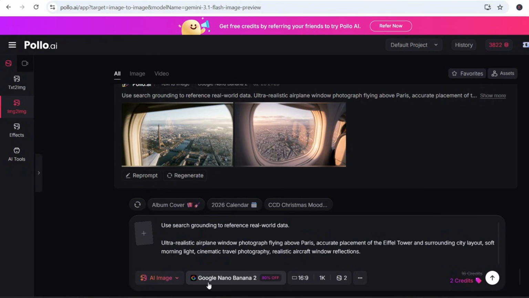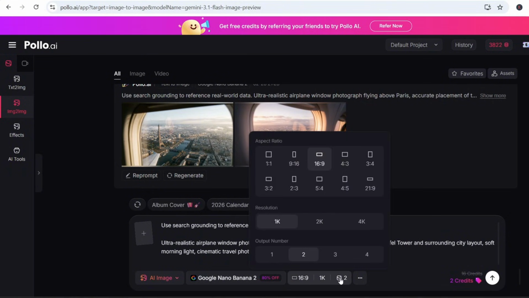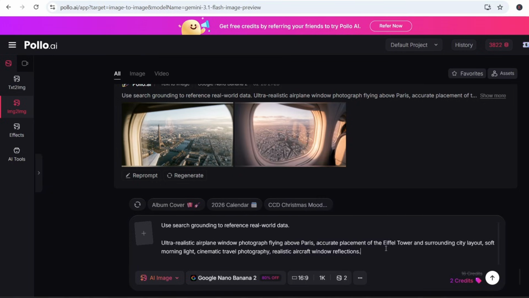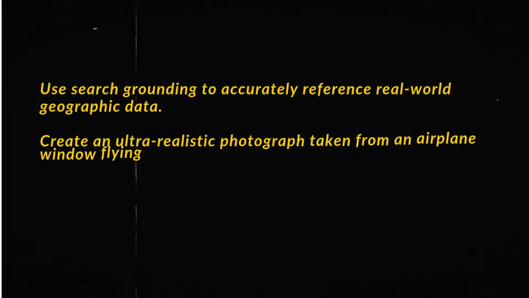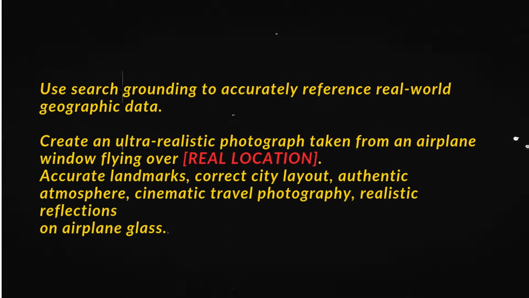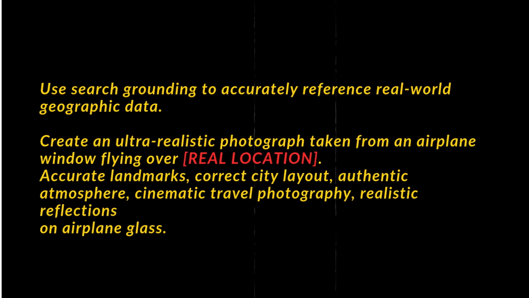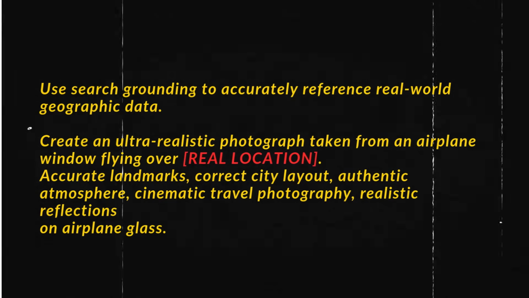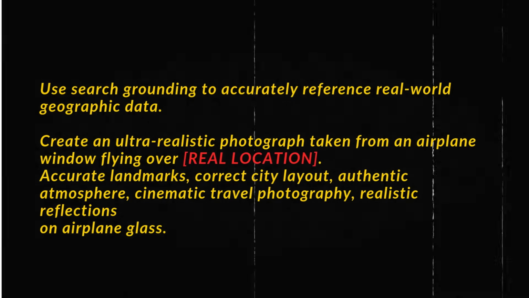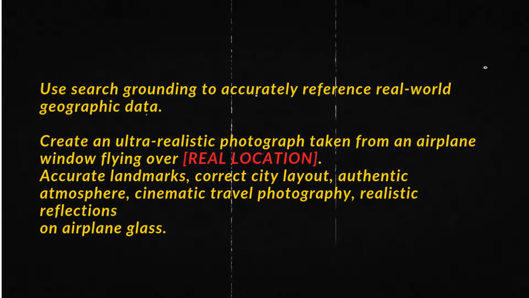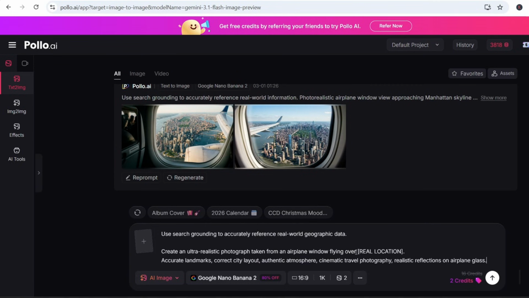What makes this version interesting isn't just image quality, it's the new capabilities, like search grounding, improved text rendering, and stronger prompt adherence. Alright, so the first thing I want to test is probably the biggest upgrade in Nano Banana 2, search grounding. Basically, instead of guessing what something looks like, Nano Banana 2 can actually search real-world information before generating the image. I'm going to ask it to create a view from an airplane window flying over Tokyo, but using real geographic data.